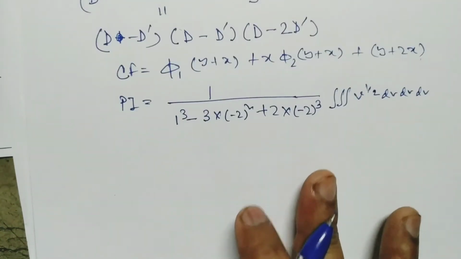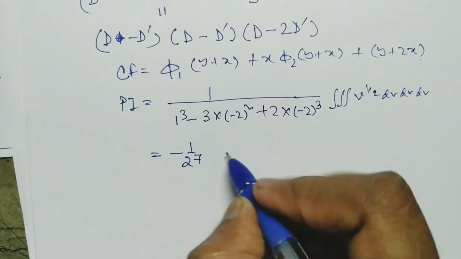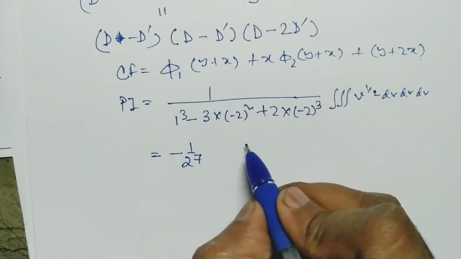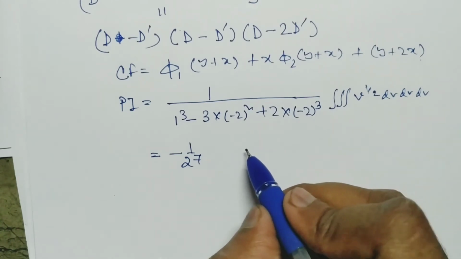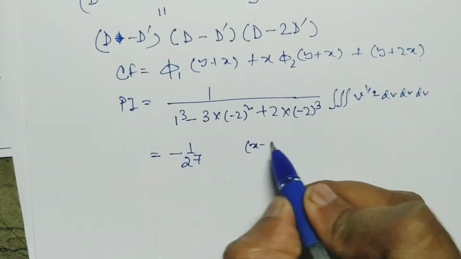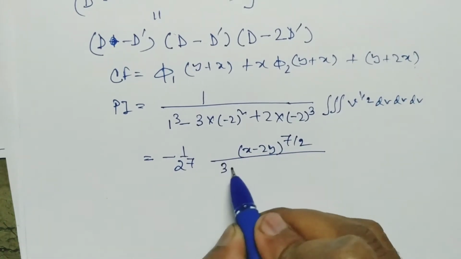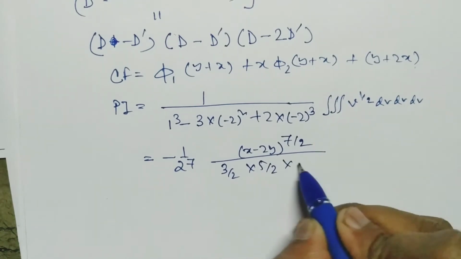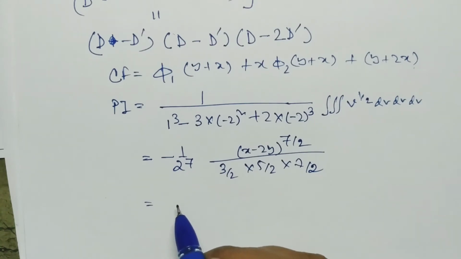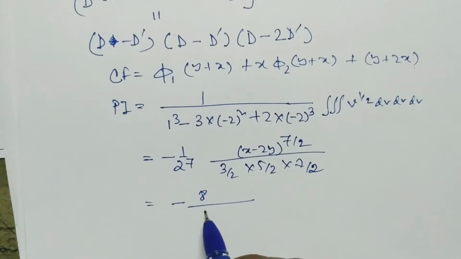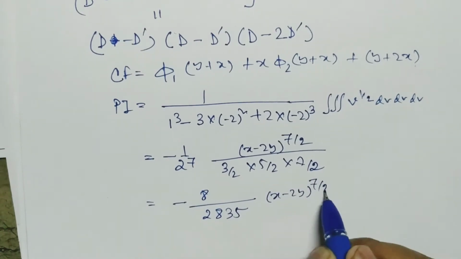dv. So we obtain minus 1 over minus 27. Your v is x minus 2y, so it will be x minus 2y to the power 7 over 2, 3 by 2, 5 by 2, 7 by 2. So simplify that and you will find 8 over 2835 times x minus 2y to the power 7 over 2.